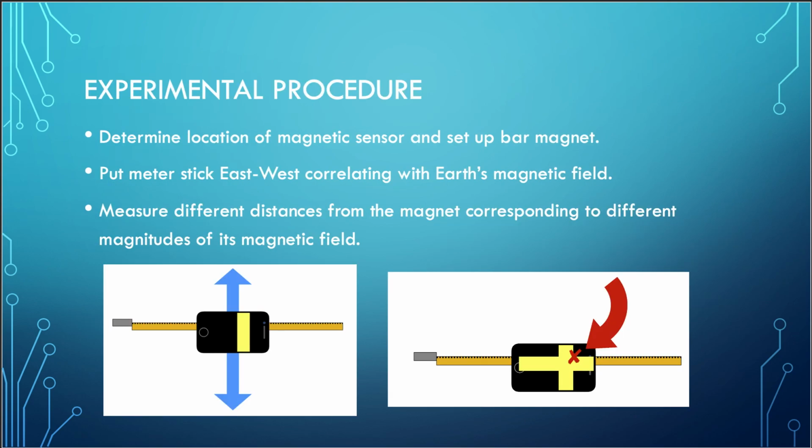For the experimental procedure, the first thing we did was determine the location of the magnetic sensor, and then we set up the bar magnet. Then we put the meter stick east and west, correlating with Earth's magnetic field. Then we measured different distances from the magnet, corresponding to different magnitudes of its magnetic field.